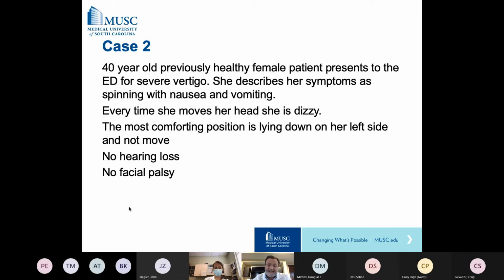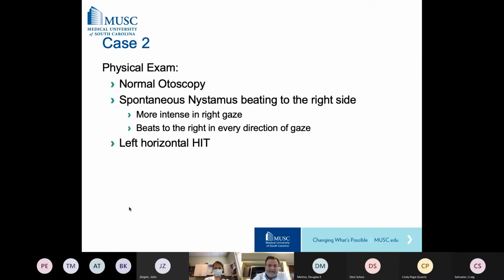So the head has to be in a specific position for the patient to be dizzy. Her most comforting position is lying down on her left side and not moving. She denies hearing loss. She has no facial palsy. On physical exam, she has a normal otoscopy with a spontaneous nystagmus beating to the right side, more intense in right gaze, and beats to the right in every direction of gaze. So it's a grade 3 nystagmus beating to the right.